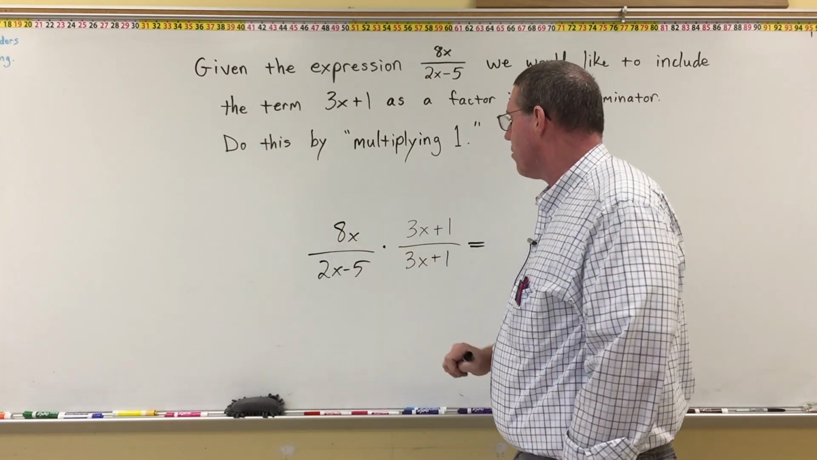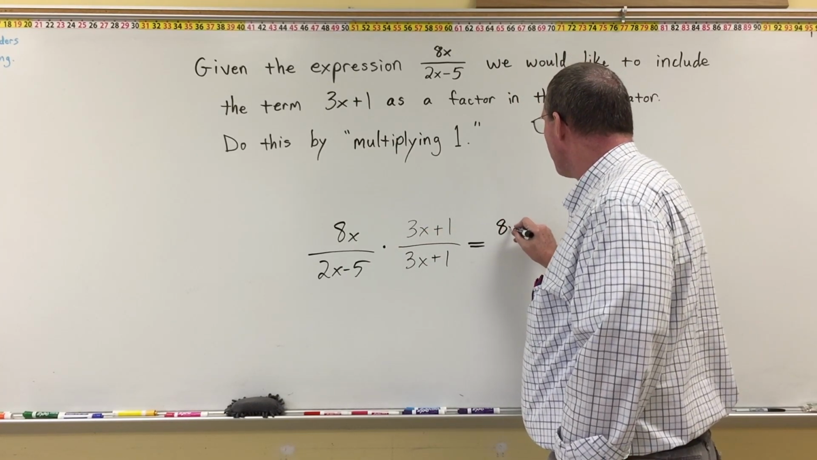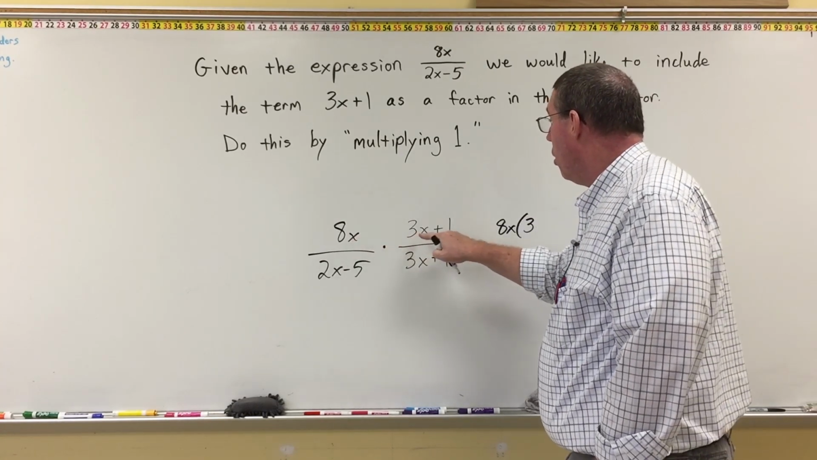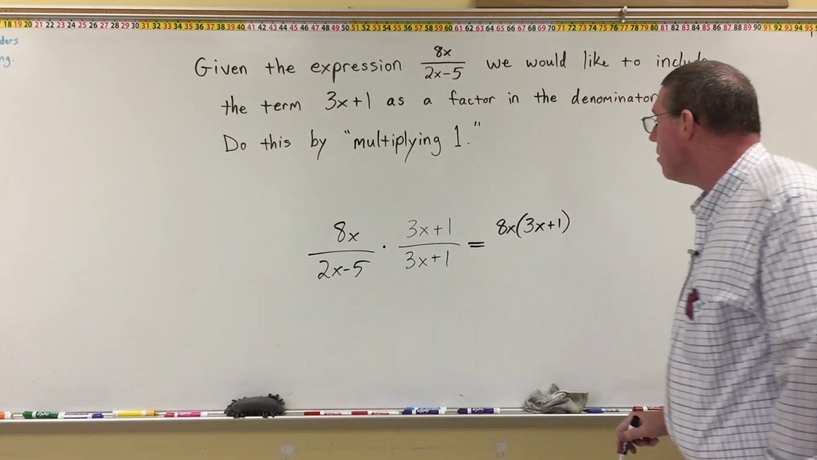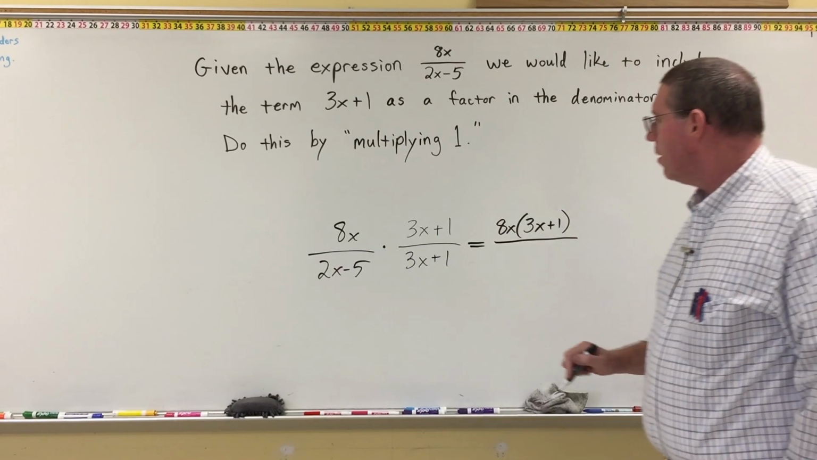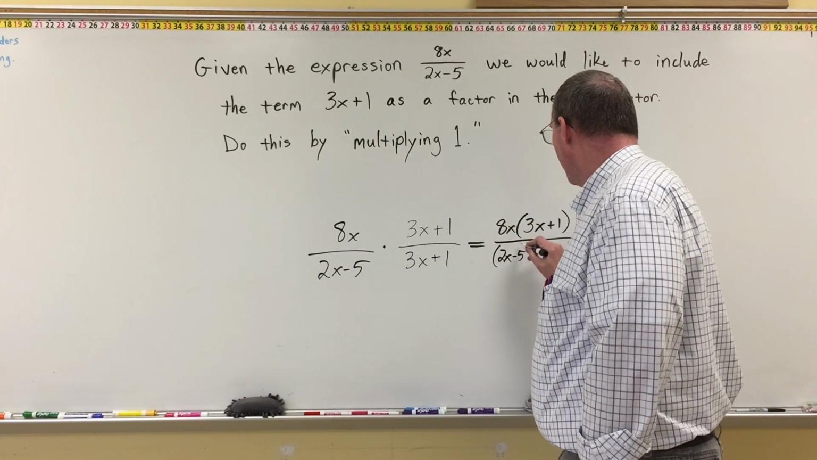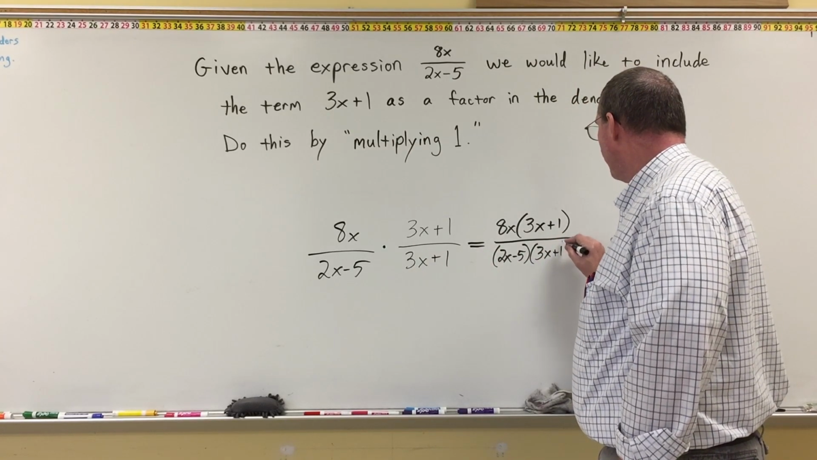We're going to do 8x times 3x plus 1. But we have to be careful here, because remember that we have to distribute the 8x over the 3x plus 1. So we're going to put the 3x plus 1 in parentheses with the 8x on the outside multiplying. Then we're going to take this 2x minus 5 and put that in parentheses. And then we're going to take the 3x plus 1 and put that in parentheses.